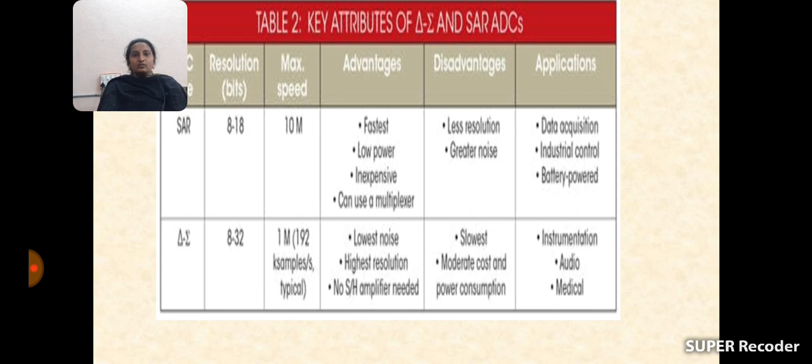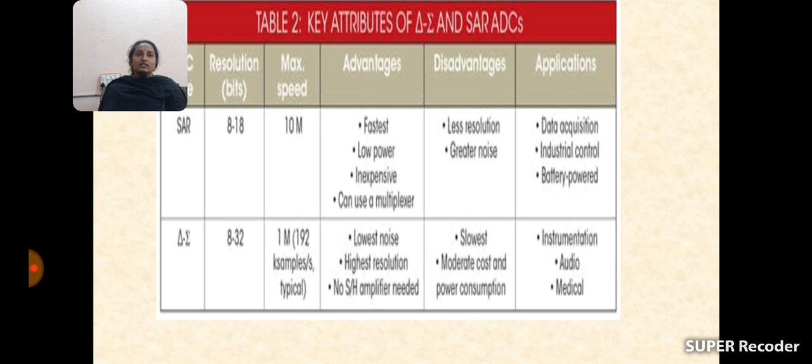And while coming to the resolution, it has very high resolution compared to all others, but not compared to the previous one. And the number of SH amplifiers are needed. So here it will require AND gates and also BCD counters now.